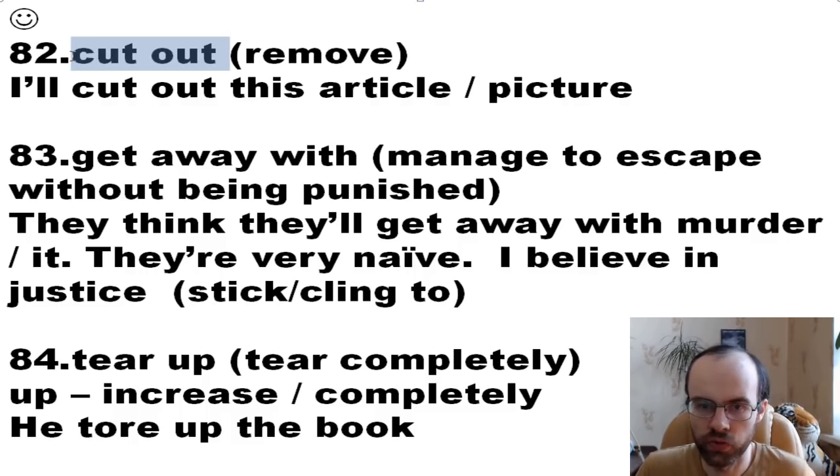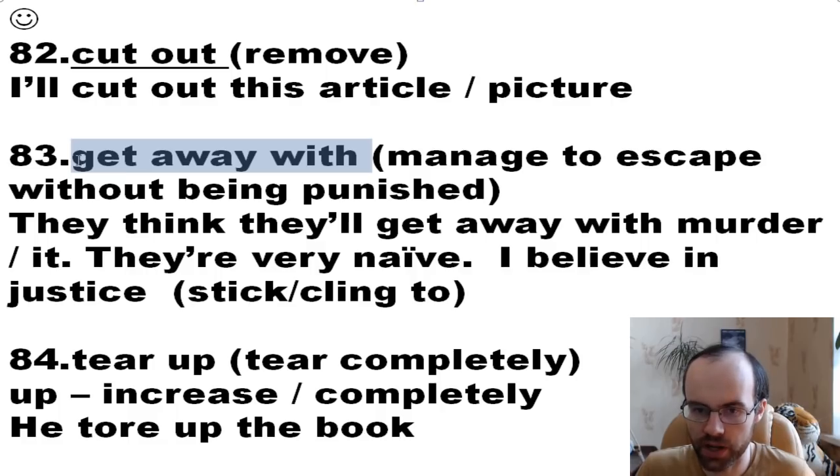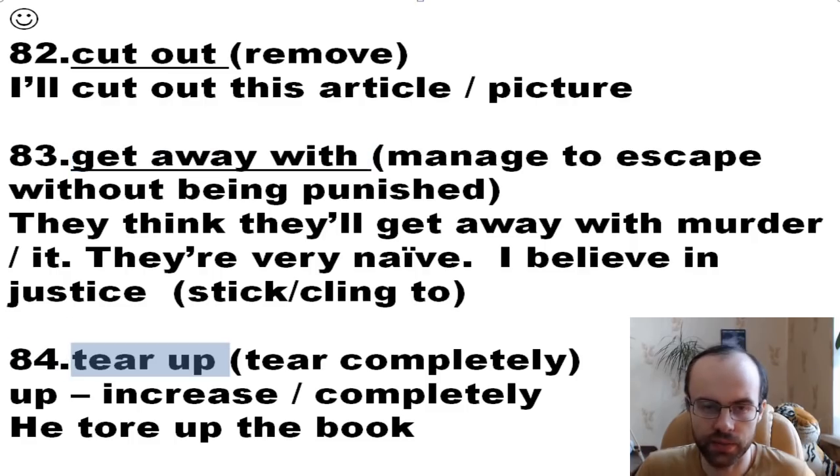Cut out, remove. I'll cut out this article. I'll cut out this picture. Get away with. Manage to escape without being punished. They think they'll get away with murder, or they think they'll get away with it. They're very naive. I believe in justice, or I stick to the idea, I cling to the idea that justice exists. Tear up, tear completely. So up often means increase or completely. He tore up the book.